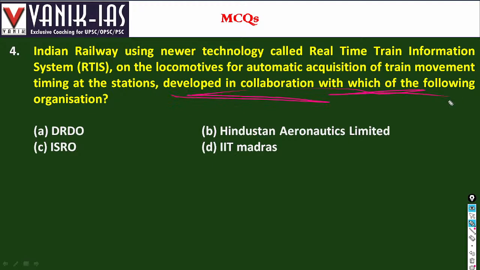It is developed in collaboration with ISRO. ISRO has developed it, right? Indian Railway is using that Real-Time Train Information System, RTIS.